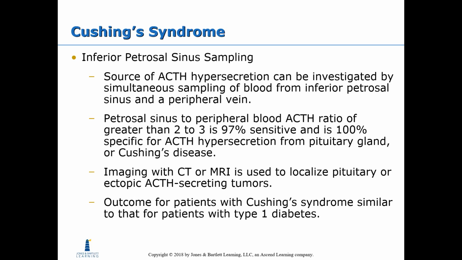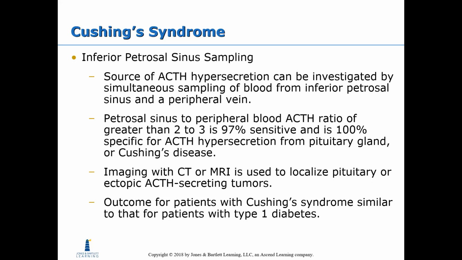Inferior petrosal sinus sampling. The source of ACTH hypersecretion can be investigated by simultaneous sampling of blood from inferior petrosal sinus and peripheral vein. Petrosal sinus to peripheral blood ACTH ratio of greater than 2 to 3 is 97% sensitive and is 100% specific for ACTH hypersecretion from the pituitary gland, or Cushing's disease.